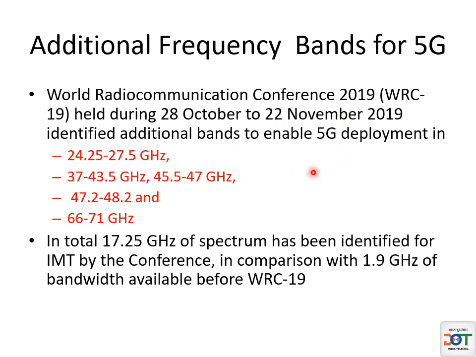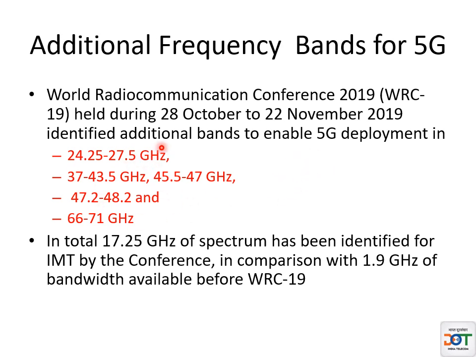So WRC-19, which happened from 28th October to 22nd November 2019, identified certain additional bands to enable 5G deployment. If you look at the earlier allocation of frequency, it was just 1.9 gigahertz in total for IMT, International Mobile Telecommunications. All these frequency bands are allocated for IMT, not for a specific technology. The additional band, shown here in red color, was given for IMT, and this will enable 5G deployment.